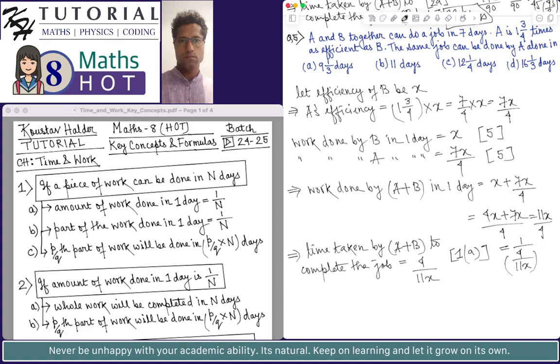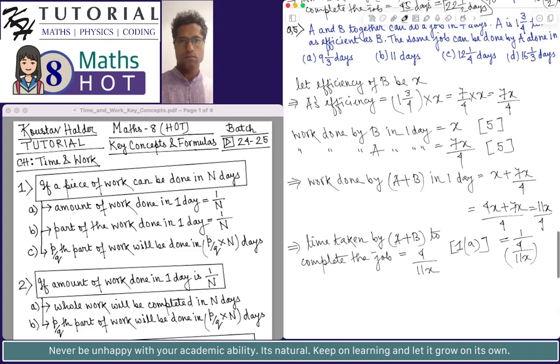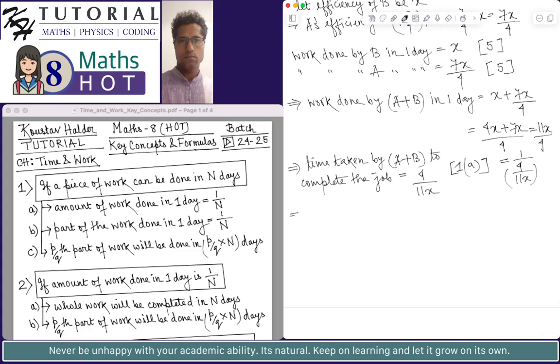So we have the time taken by A plus B to complete the job as 4 by 11x. But in the problem it is given that A and B together can do a job in 7 days. So we can say that 4 by 11x should be equal to 7. This implies x will be equal to 4 by (11 into 7), which is 4 by 77. So we have found x.